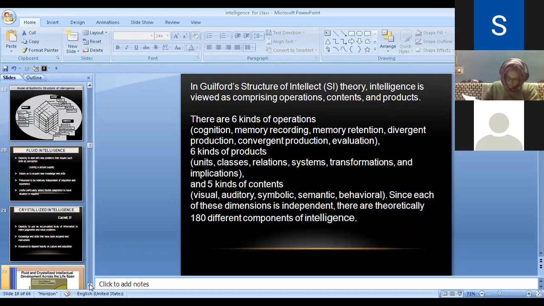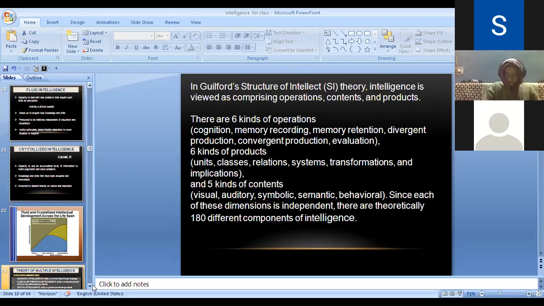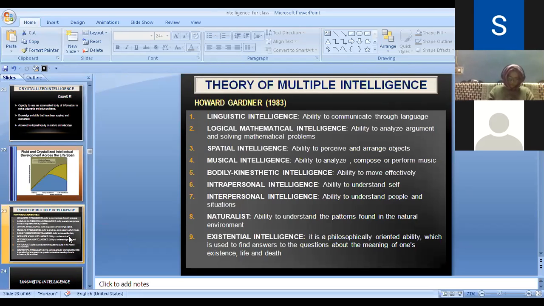After that, Guilford, I think I should go to another definition by Gardner. Then Howard Gardner, he gave 9 factors, and he called this multiple intelligence. Gardner said there are multiple intelligences, and he has just elaborated a bit on Thurstone's primary factors itself. One is linguistic intelligence, the ability to communicate through language. Then comes logical-mathematical intelligence, the ability to analyze arguments and solve mathematical problems. Spatial intelligence, the ability to perceive and arrange objects.